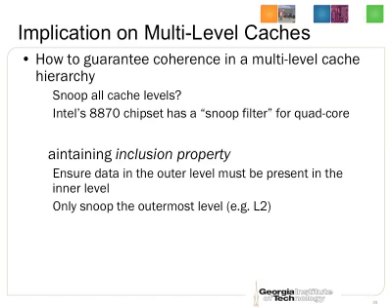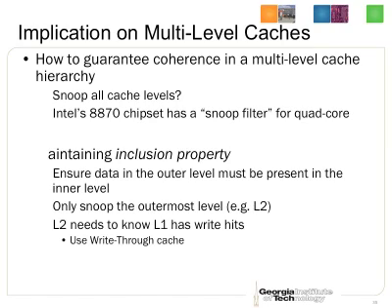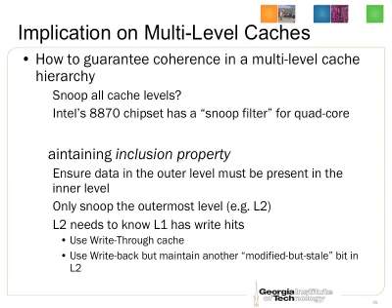But level 2 also needs to have knowledge of the level 1 cache misses or hits. Level 2 needs to know level 1 has write hits. We can use a write-through cache, so whenever there's a write to the level 1 cache, it will be propagated to level 2. We can also do write back, but that requires another bit in level 2 to indicate the cache line was modified in level 1 and is not updated in level 2 yet.